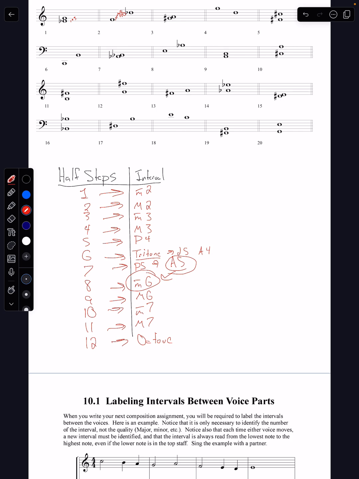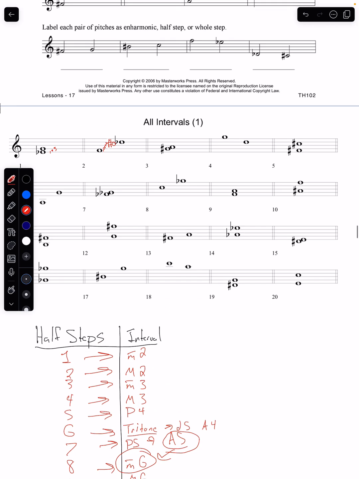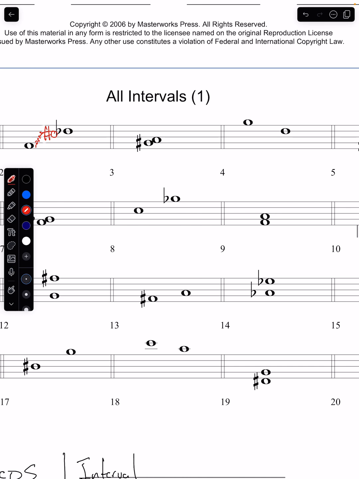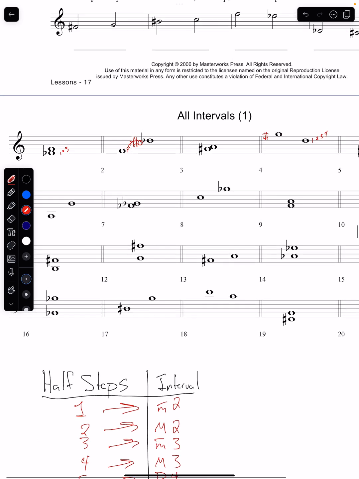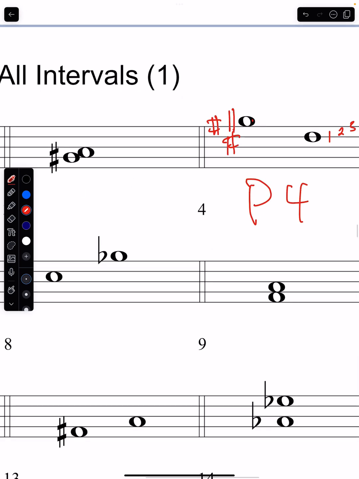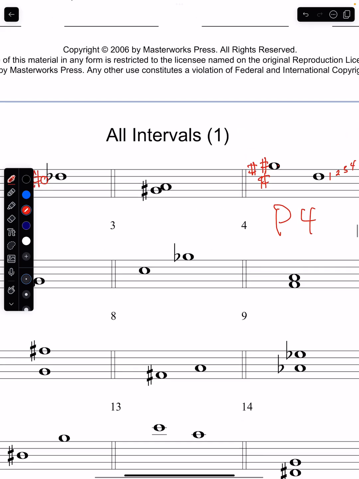Okay, let's do a couple more examples so that we can kind of figure that out. So right here, if I have this D and this G, if I have 1, 2, 3, 4, and I think of my key signature, F sharp and C sharp right here, so G should be natural, so that is a perfect fourth. So we have a perfect fourth there. Now, what happens if I made this a G sharp? So this is our tritone here.